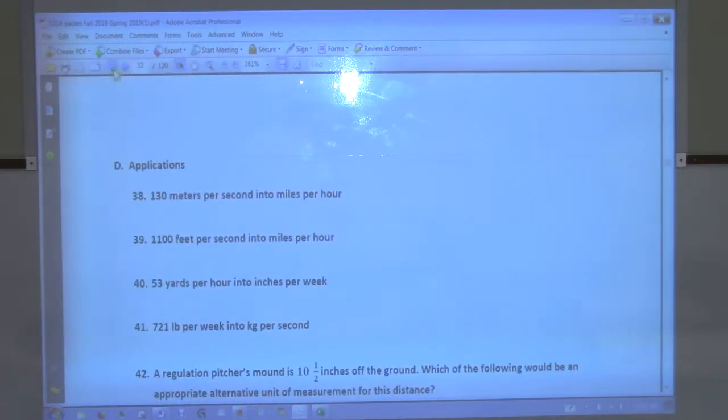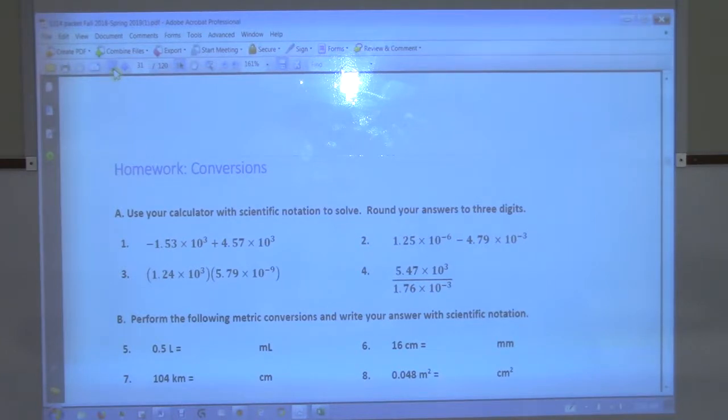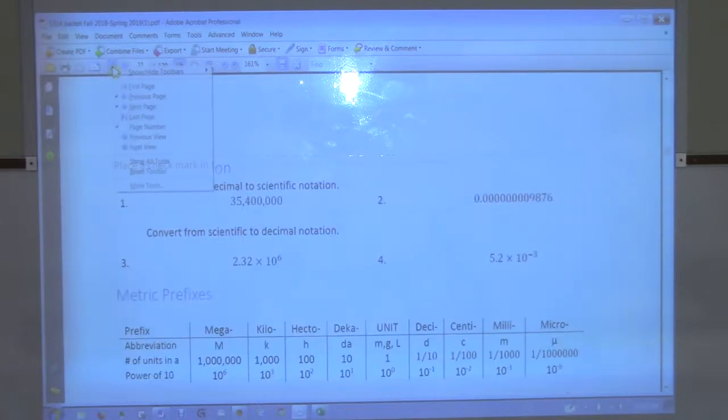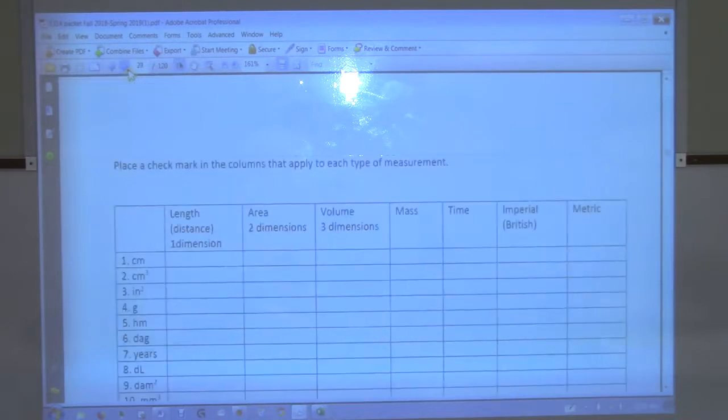So, is there anything that you want me to go over in terms of the homework on conversions or applications of percentages? The 13. And I heard that there were some numbering issues on the homework page numbers. Is that correct? It just didn't line up. They didn't line up.